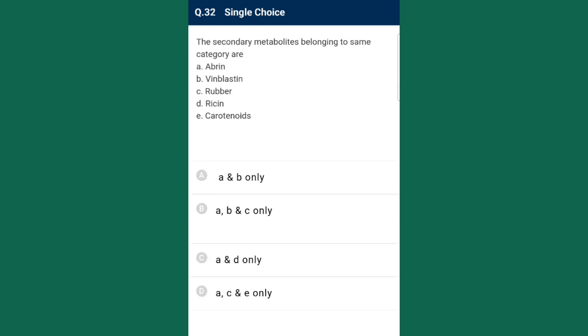Question number 32. The secondary metabolites belonging to same category are. Here some examples are given: heparin, vinblastine, rubber, resin, carotenoids. From that, A and D. A is heparin and D is resin. So the secondary metabolites belonging to same category. So the answer for this question is option C. A and D belong to same category.